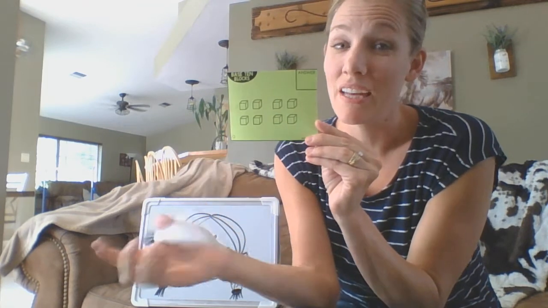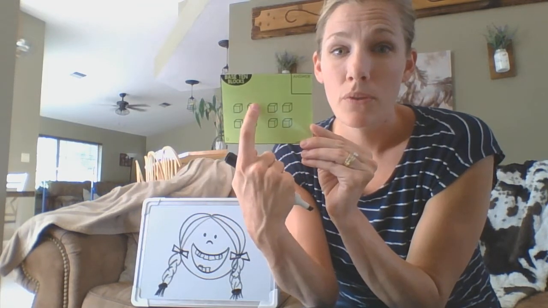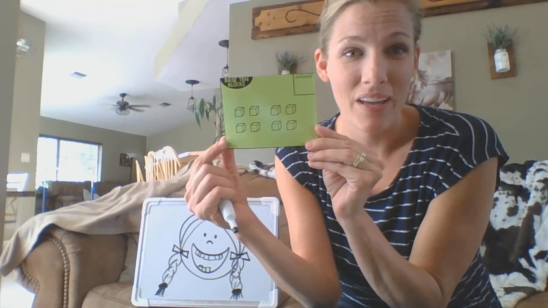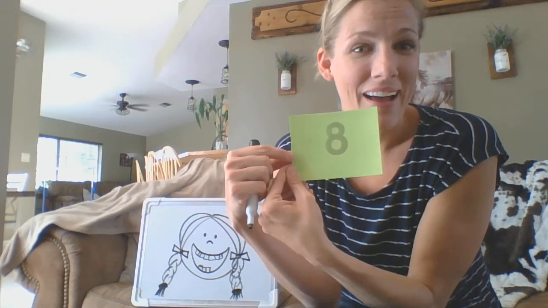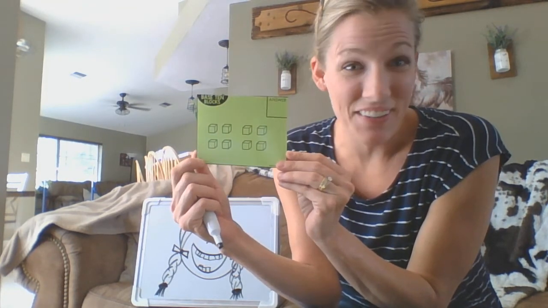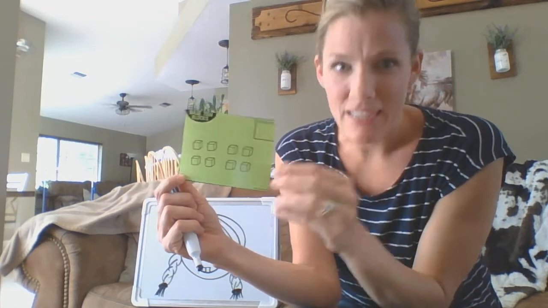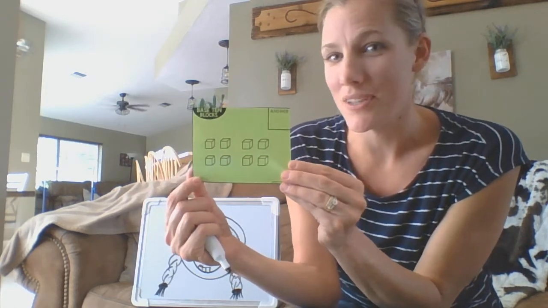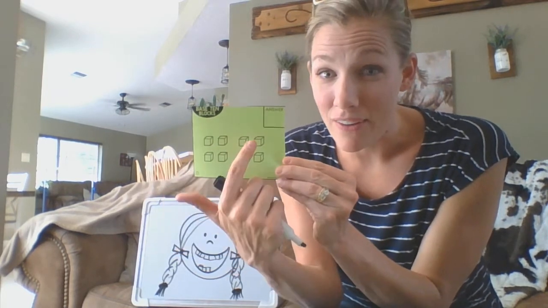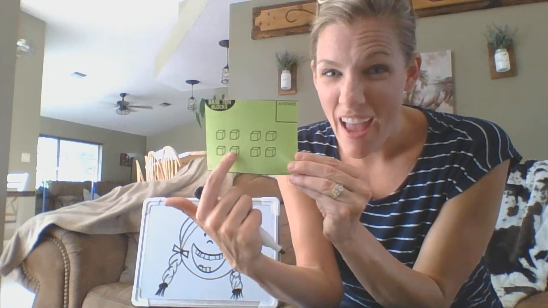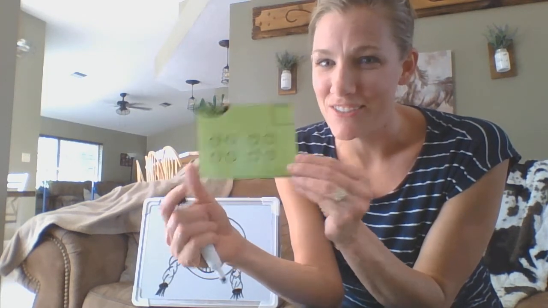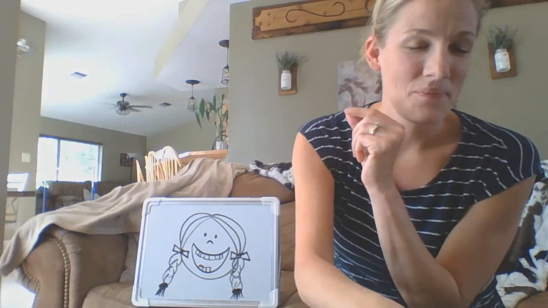All right, let's check it. 1, 2, 3, 4, 5, 6, 7, 8. Did you get it right? Okay, now I bet a lot of you guys recognized a pattern with this one. If you did, give yourself a kiss on the brain and tell the grown-up watching with you what the pattern was that you saw. I saw the pattern as 4 and 4, which is a doubles fact. You got it. Next one.